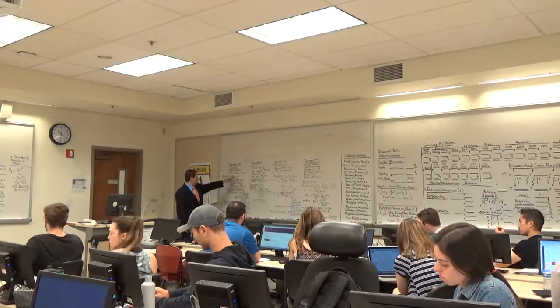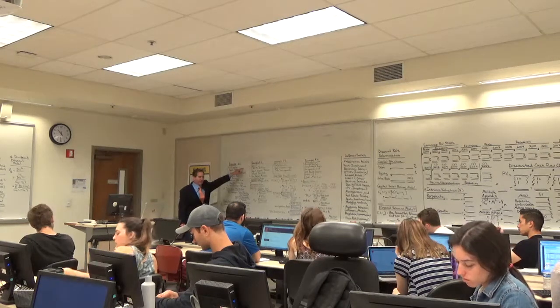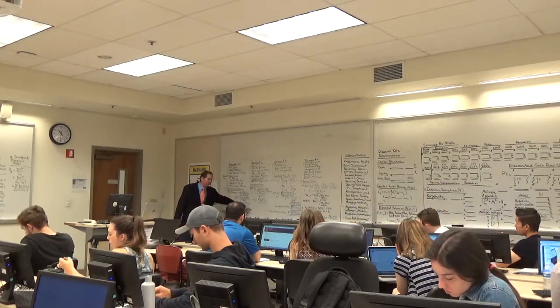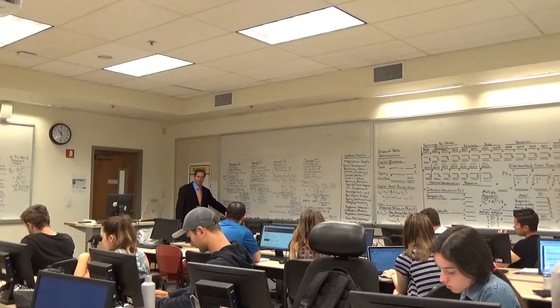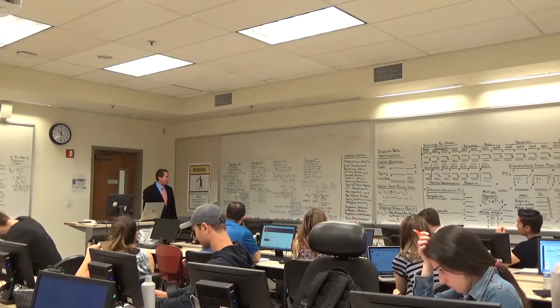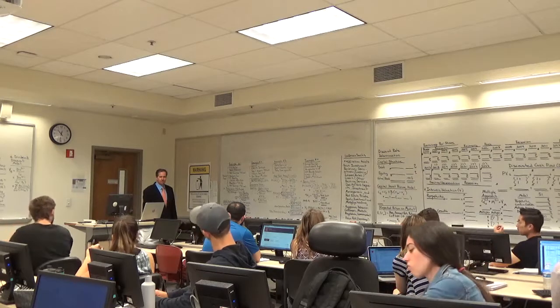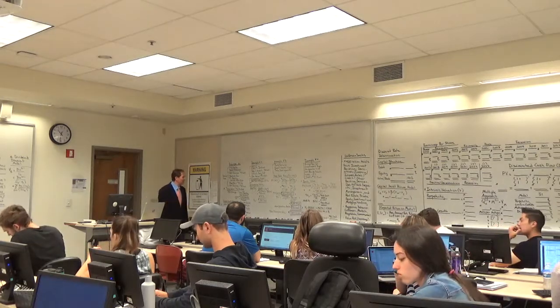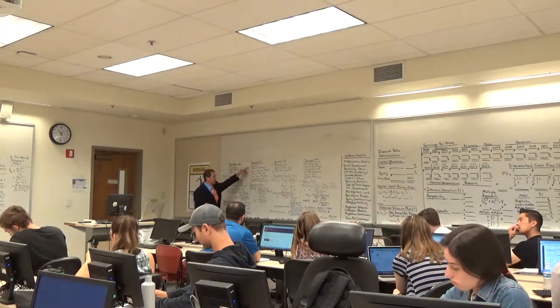Then we just have to add the value of the debt to the value of the equity, and we get $1.65 billion for the value of the firm. Okay, any questions on that? Okay, so the next one is we have Serville.